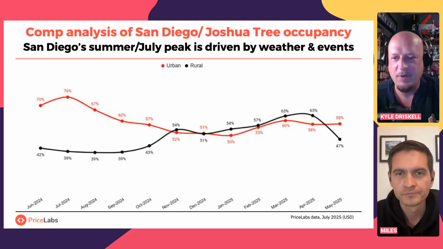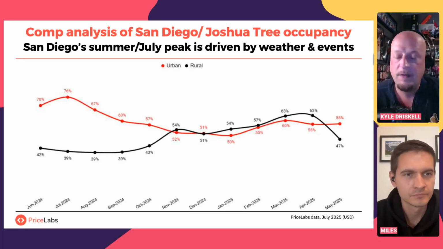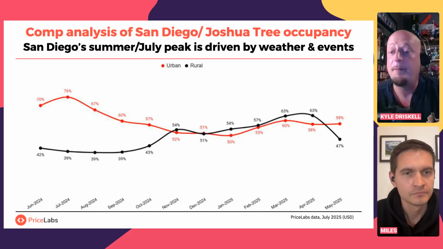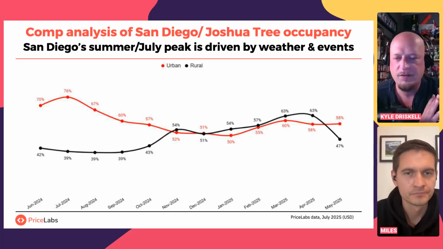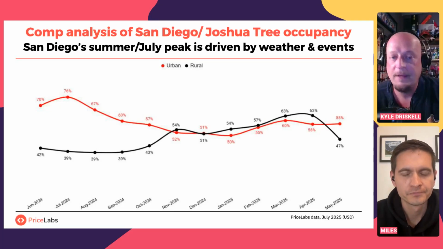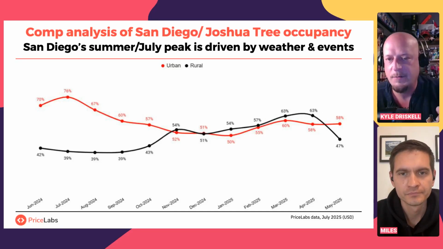San Diego's got the beautiful weather. If you look specifically at the highest point of occupancy for San Diego, it's in July. And every July, San Diego has one of the biggest events in the comic book space, the San Diego Comic Con. It draws so many people to that area, and you can clearly see that reflected here with the occupancy increases.